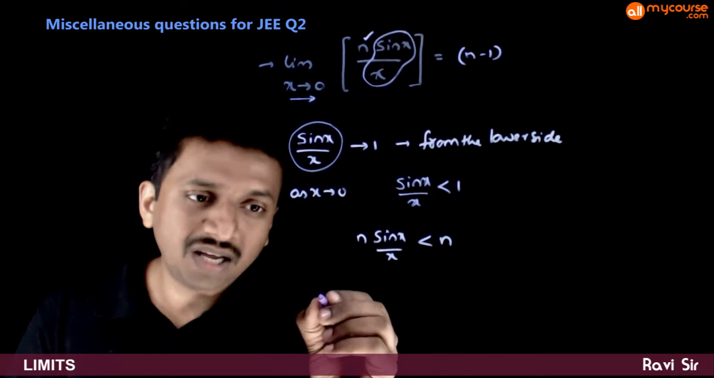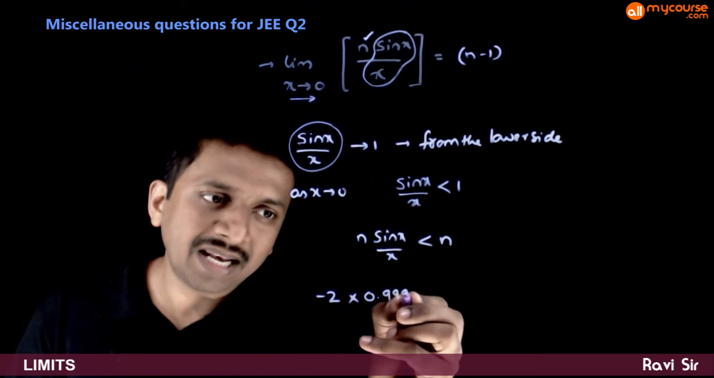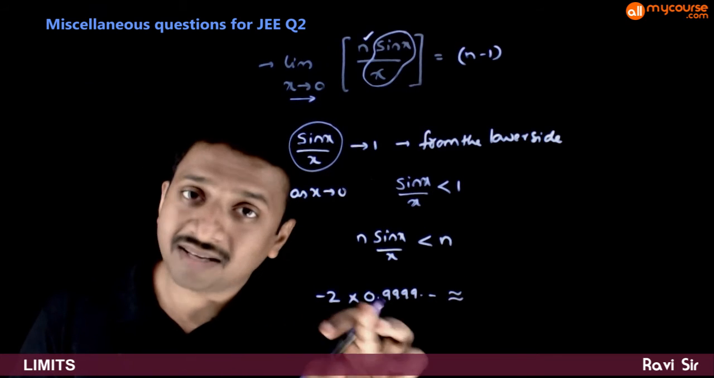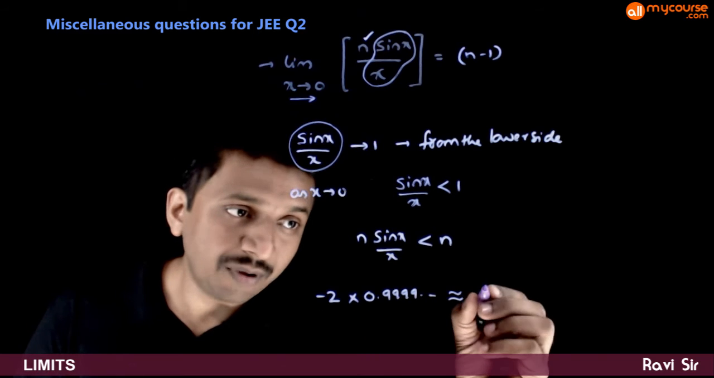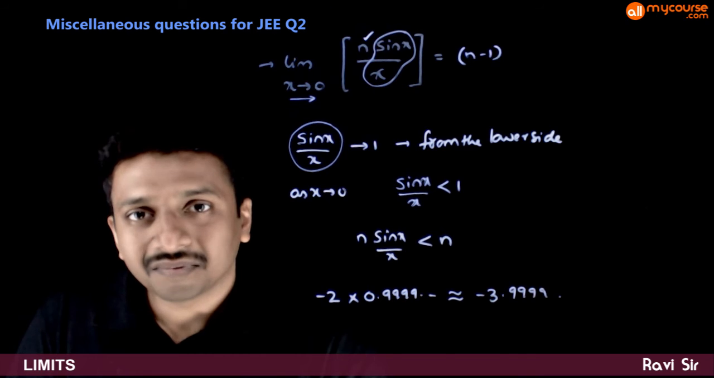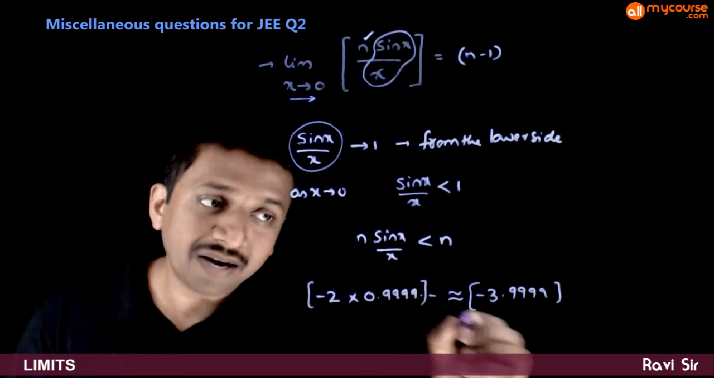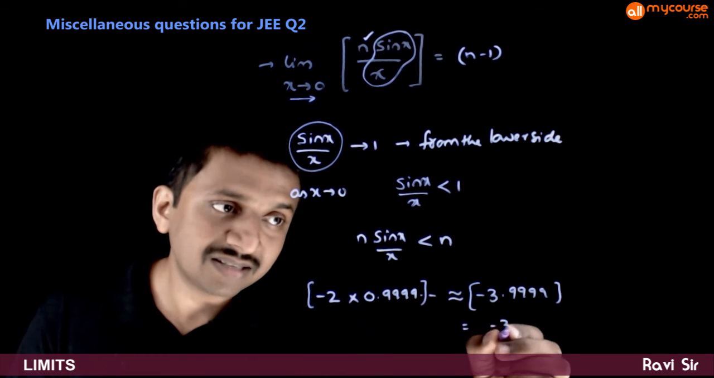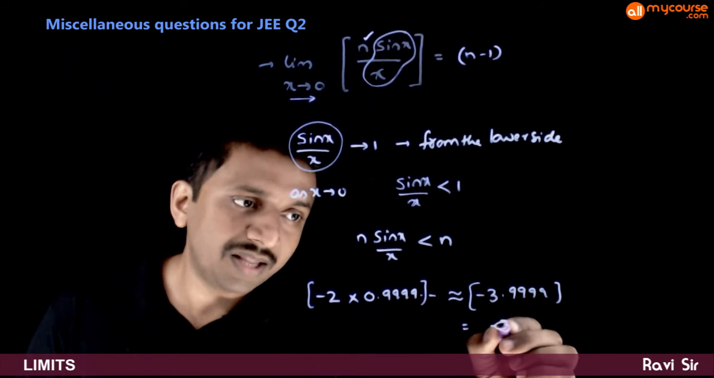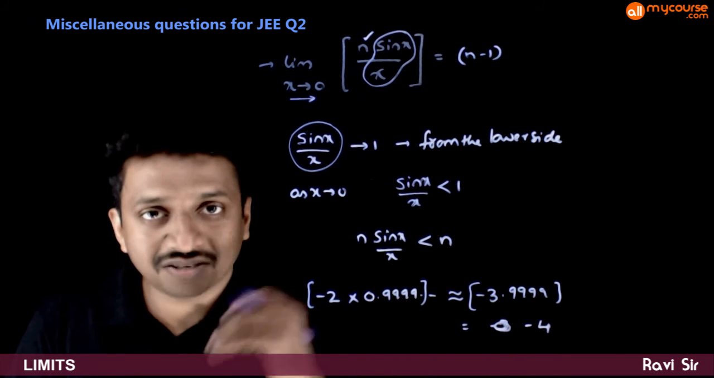So for example, if n is equal to minus 2, then minus 2 into 0.99999, and so on, will be very close to minus 4, but it will be of the form minus 3.9999, and so on. So what is the integer part of this? The integer part is minus 4, right? The integer part is minus 4. That is the previous integer.